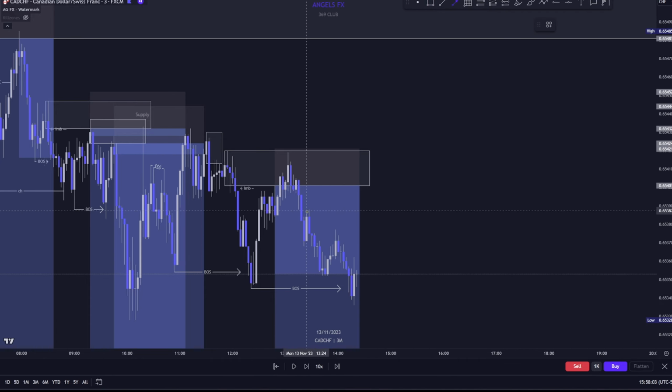So you should always be in control. So this inefficiency is filled, so I would not be interested. We had this minor breakout structure here, okay? But we don't have inefficiency in the market, so I would not enter from here.